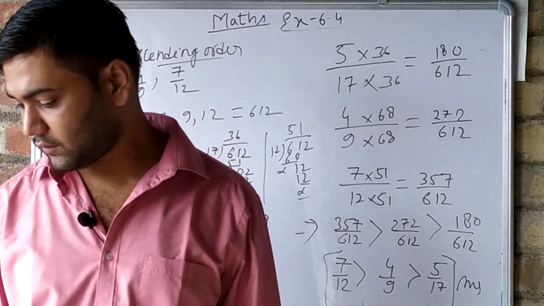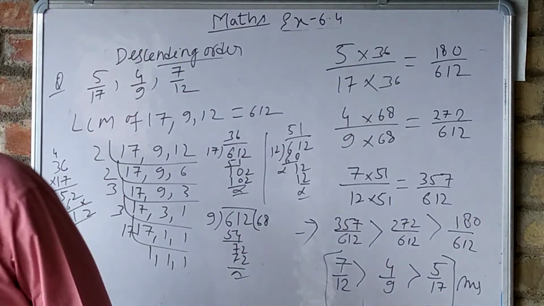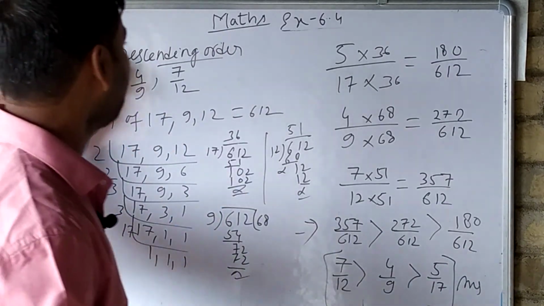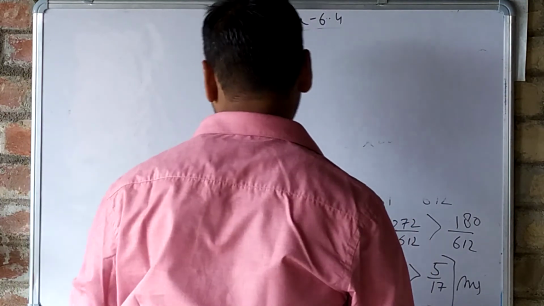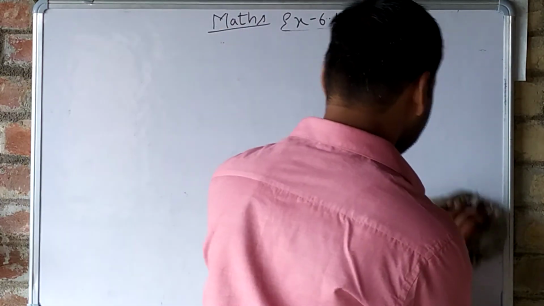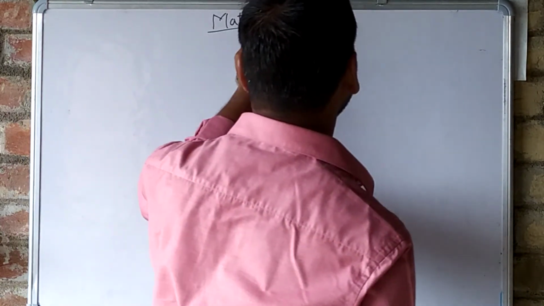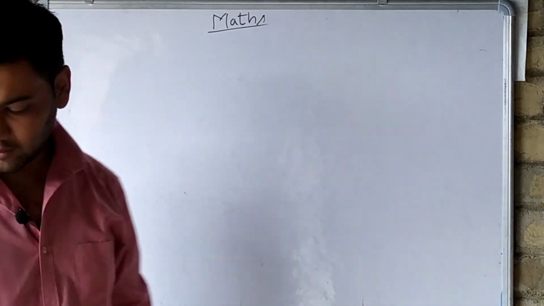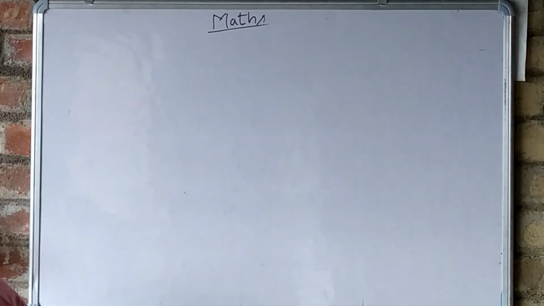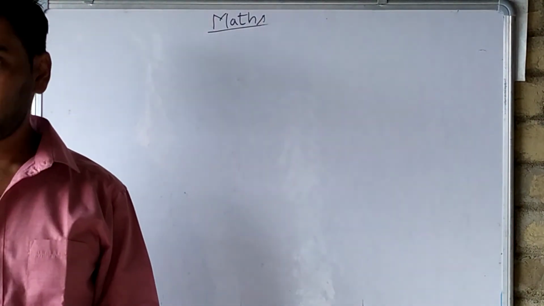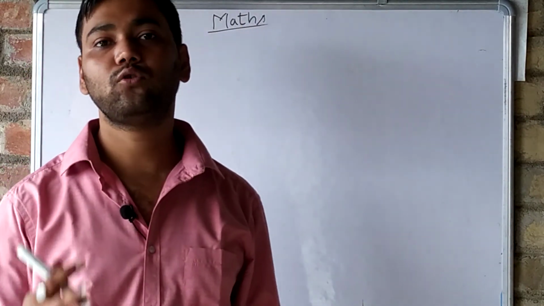So exercise 6.4, now I have explained what you have to do. You have to complete this exercise in your copy. Ascending order I have explained, descending order how to arrange I have explained, how to compare fractions I have explained. So now exercise 6.4 is completed, and exercise 6.5 I will explain to you all tomorrow.